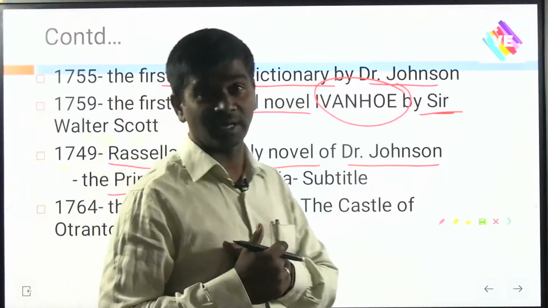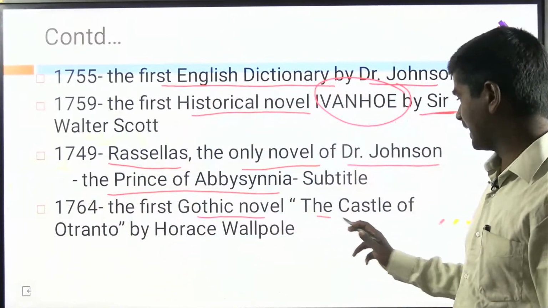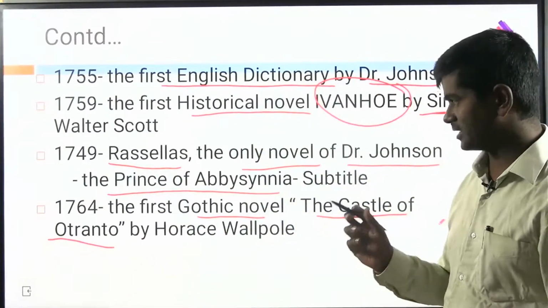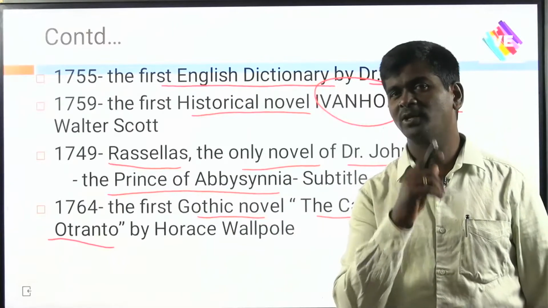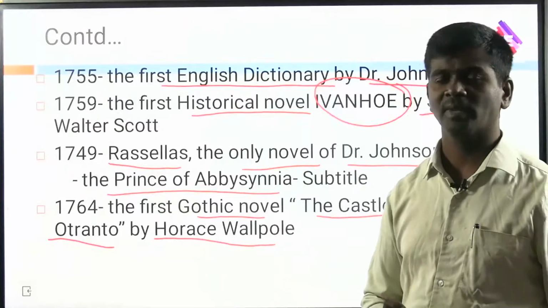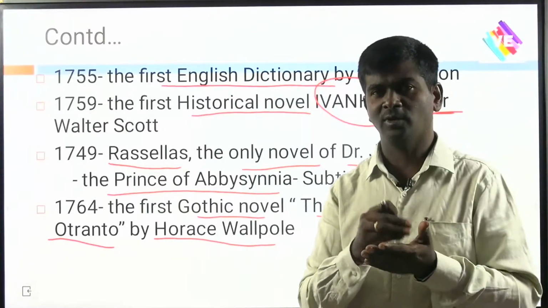You can also find another important novel, the first Gothic novel, The Castle of Otranto. Very, very important. The Castle of Otranto, a popular novel and the first Gothic novel, was composed by Horace Walpole. This is very important. Horace Walpole created the concept of the Gothic novel.